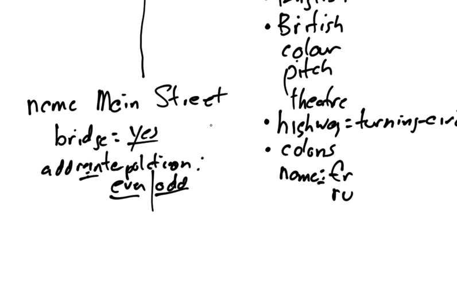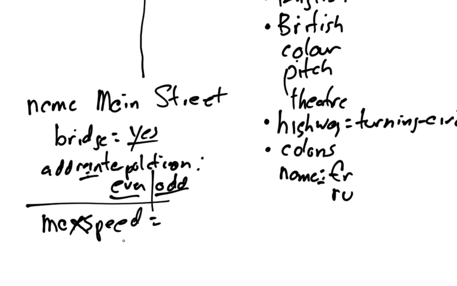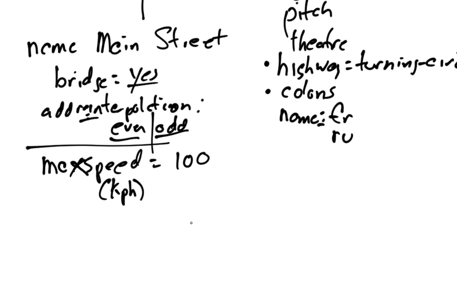Okay, and some of the values can be numeric, and an example of that would be max speed. Now this tag represents the maximum speed you can go on a road in kilometers per hour. So that's just implied, kph, and the value here, let's say it's 100. That's always going to be an integer. It's going to be a number.